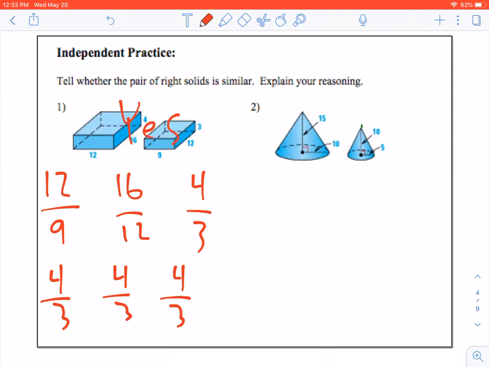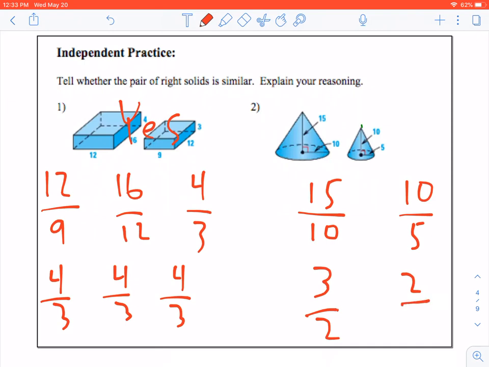Looking at my height and my radius here of my cone. I got 15 to 10 for my heights. My radius is 10 to 5. 15 to 10 reduces to 3 to 2. 10 to 5 reduces to 2 to 1. So here it is not. And that's how we tell.